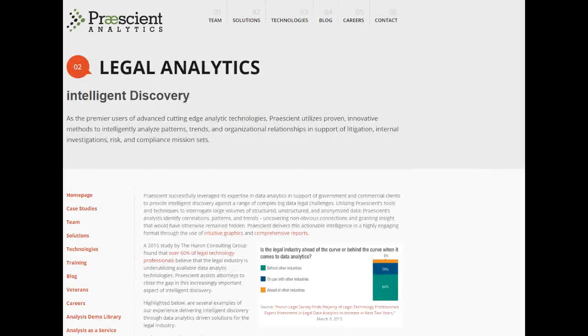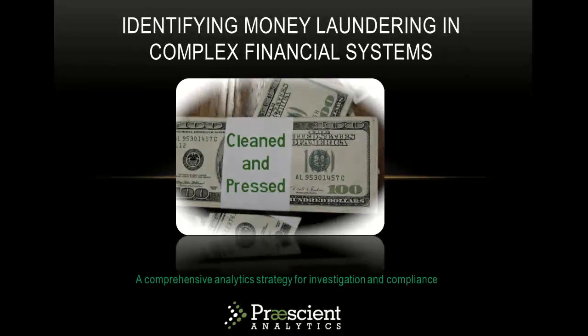The following notional investigation is based on real-world examples of Praescient's analysts providing quick, comprehensive, and compelling analysis to major international law firms. In this demonstration, our analysts, using an advanced statistical analysis and topographical data visualization program, are able to identify potential money laundering activities.